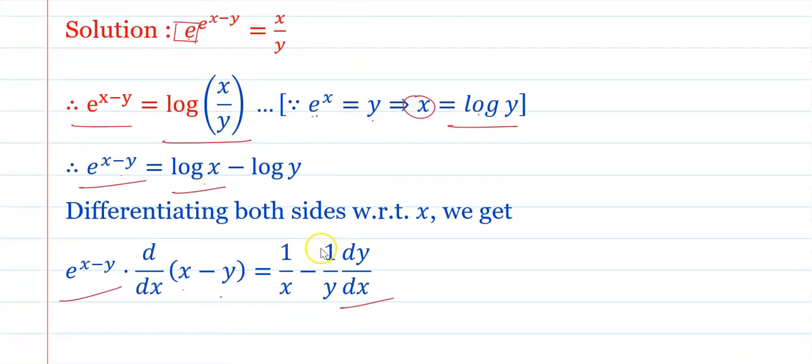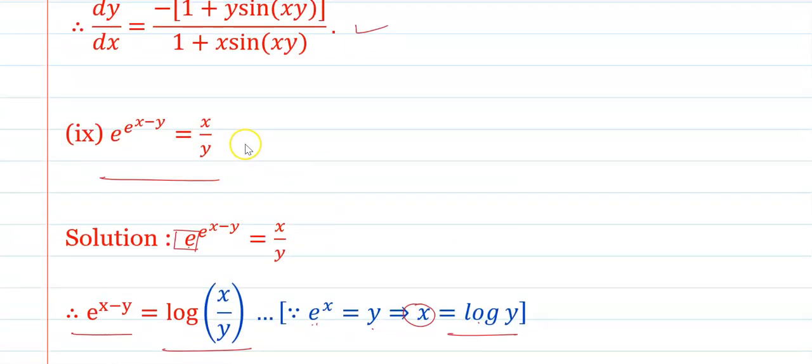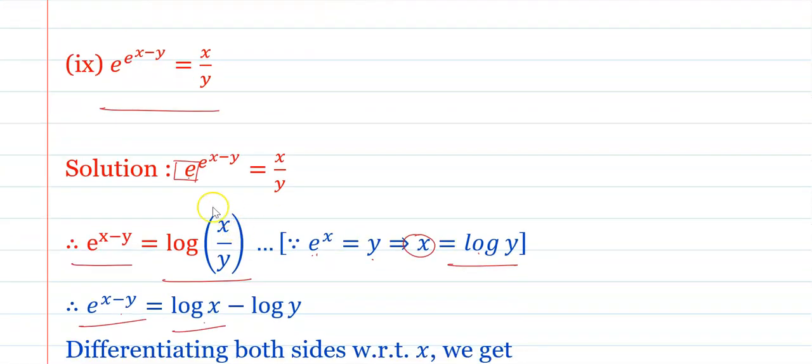पुन्हा तुम्ही बघू शकता. One more property here: the exponential function can be converted into the logarithmic function. Simple लक्षात ठेवायचं. हा e जर right hand side ला आला, it will become a logarithmic function, and therefore e raised to x minus y is equal to log of x upon y. And then differentiate.